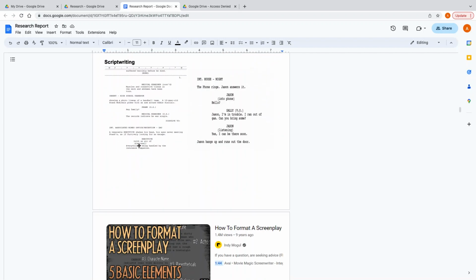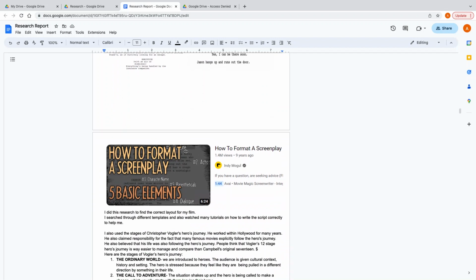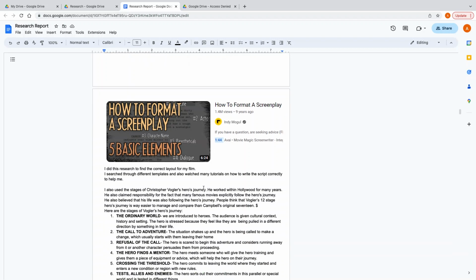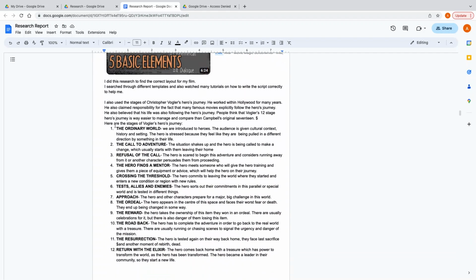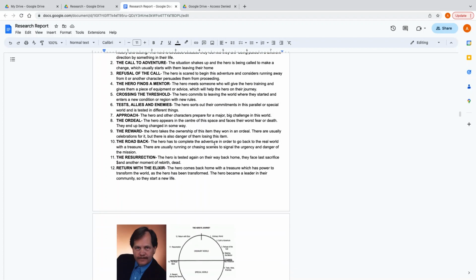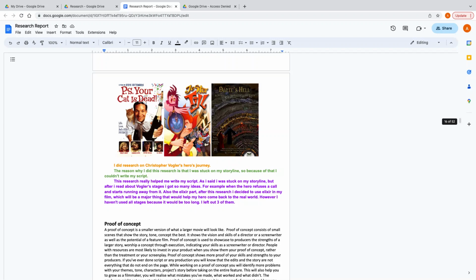Moving on, this is the script writing. This is the format that I was using. I watched a YouTube tutorial to get the idea of how to do the script, and here's what I explained before. This was the script, one of my script types. I got the idea from this one. This was Christopher Vogler's Hero's Journey, and I also provided the pictures.